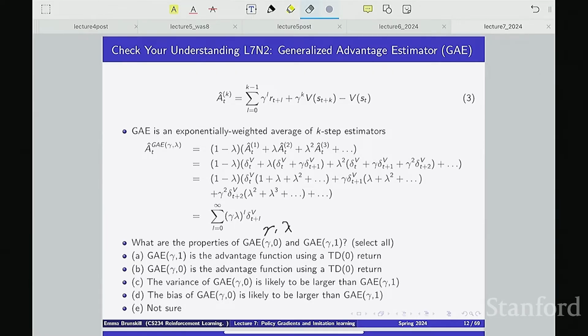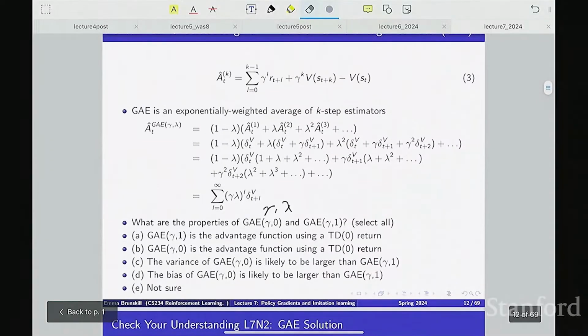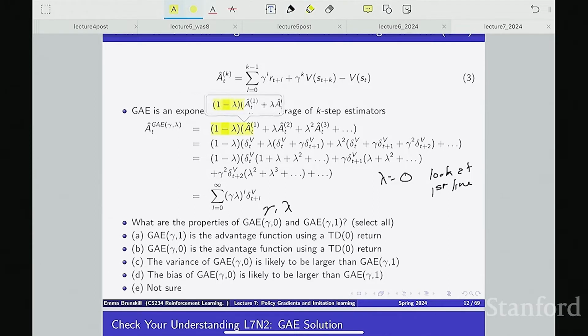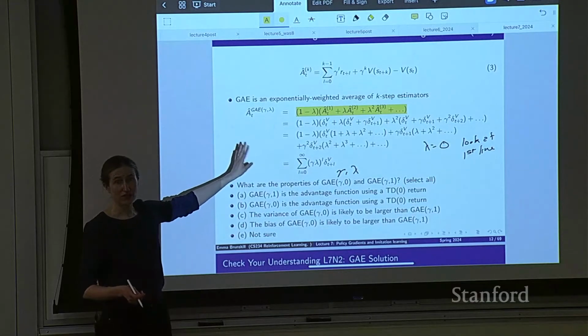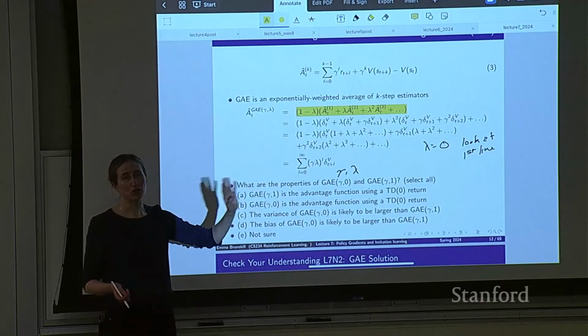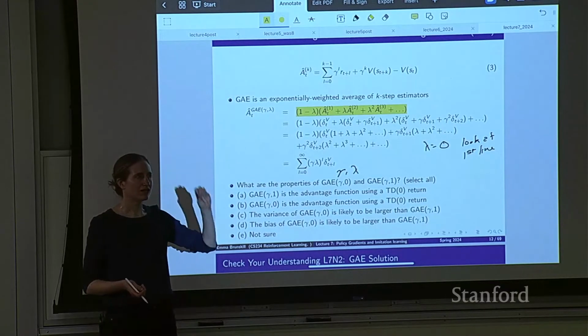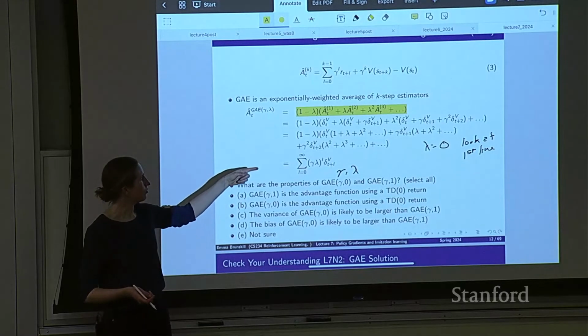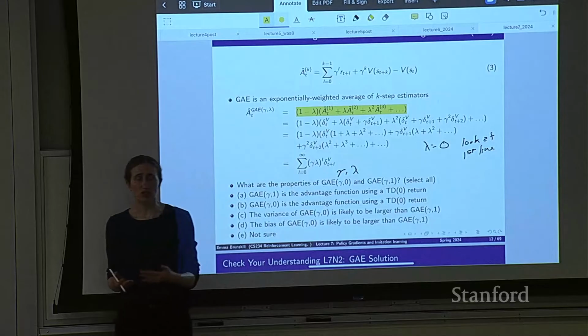Okay, so thanks for the good question. I'll make sure to clarify the notation. Let's just say if lambda is equal to 0, look at the first line. I'll make sure to clarify that in next year's slides. So, in that case, everything drops off. So if lambda is equal to 0, all the other estimators go away. Basically, you have no weight on all of the advantage estimators that are 2 or more, and so it just becomes the first term, and the first term is the TD estimator.